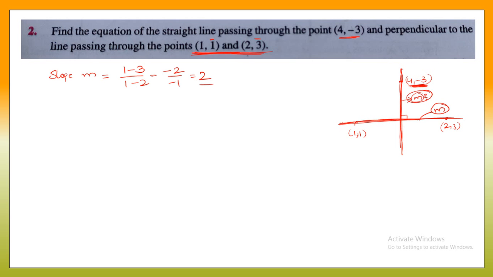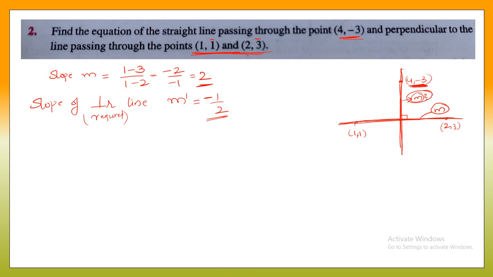But what I need is the slope of the perpendicular line, no? So directly, as I said, the slope of the perpendicular line will be m dash, is equal to, just reciprocate it, and if you don't have minus, then keep minus. That's enough. So the slope of the perpendicular line is nothing but the slope of the line which I need. Okay, so I got the slope now.